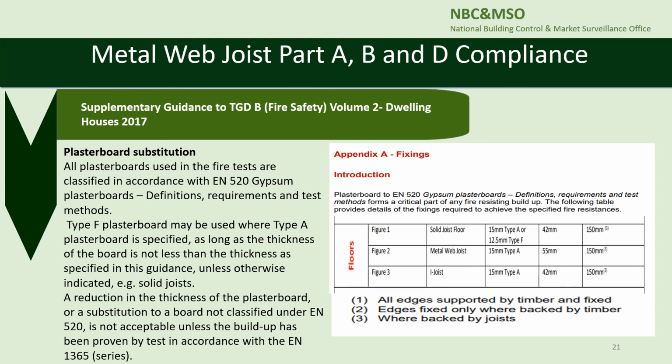This slide shows extract from the Supplementary Guidance Technical Guidance Document B, Fire Safety Volume 2, Dwelling House 2017. It should be noted that a reduction in the thickness of the plasterboard or a substitution to a board not classified under EN 520 is not acceptable unless the build-up has been proven by test in accordance with EN 1365 series.